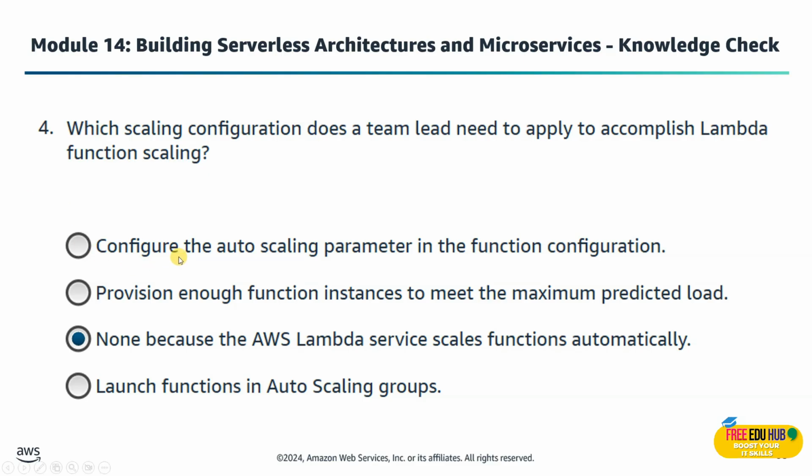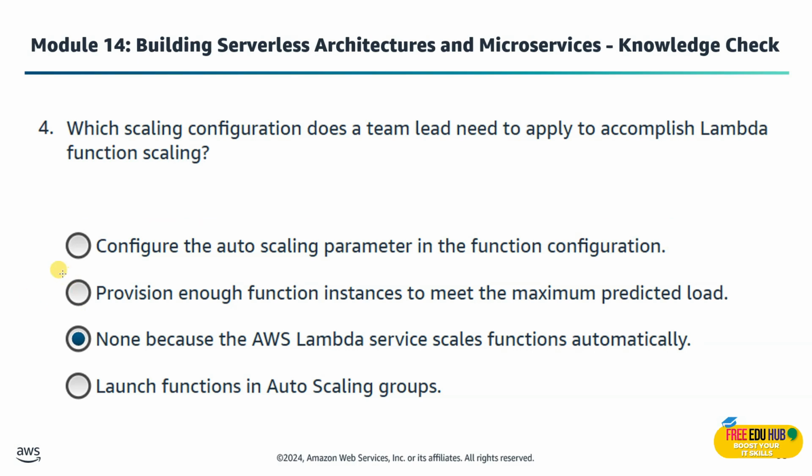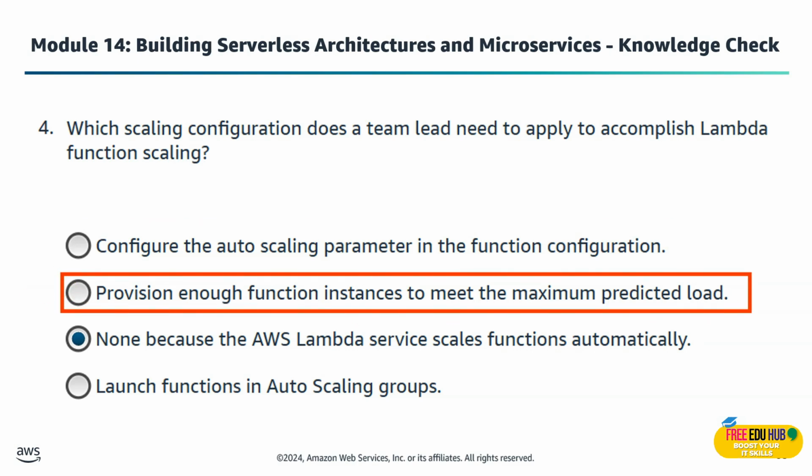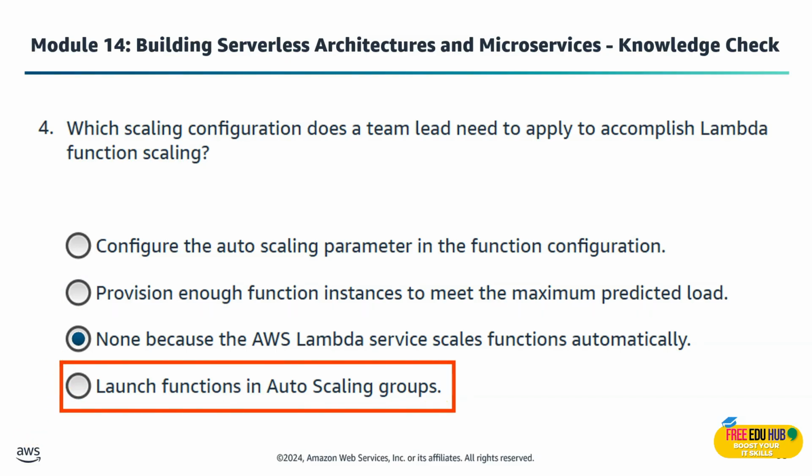Now, we are not going for the first option which says configure the auto scaling parameter in the function configuration. Lambda doesn't need manual scaling configurations, and we didn't select the second option which says provision a function instance to meet the maximum predicted load. The reason is that you don't pre-provision Lambda functions, and we didn't select the last option which says launch functions in auto scaling group, because auto scaling is for EC2, not for Lambda.